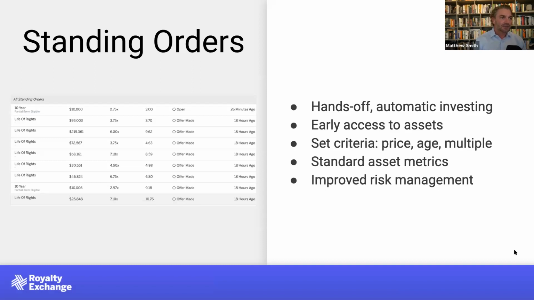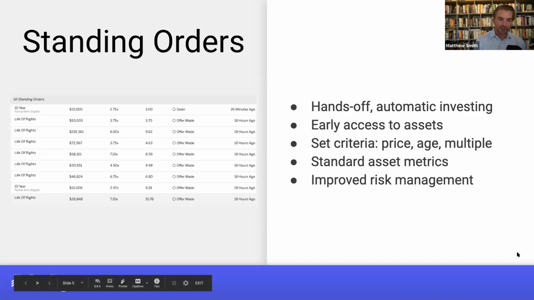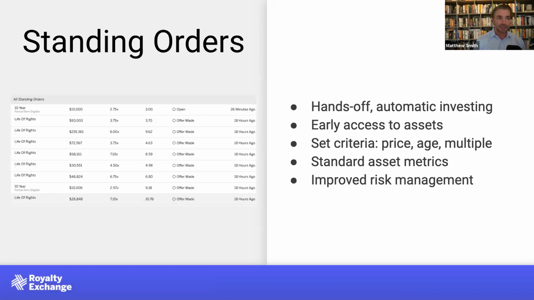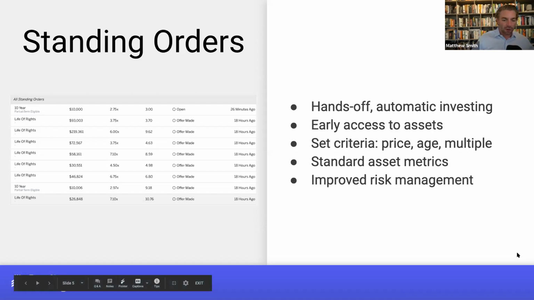In any case, standing orders allow you a hands-off approach where, when a catalog is available that meets your investing requirements, the order gets filled. Just like placing a limit order for shares in Apple stock or something like that, it works much like that. It also gives you early access to assets that don't come onto the primary market of the auction house. I'll save the details of exactly how that works for later, but there are catalogs that are only available there. So let's leave it at that for now.